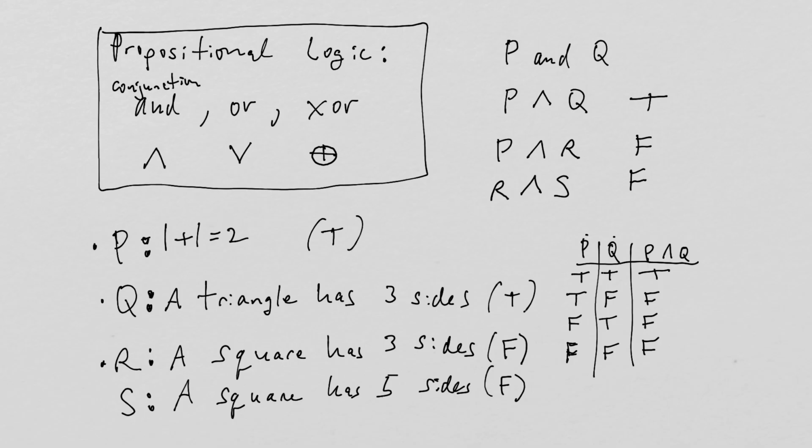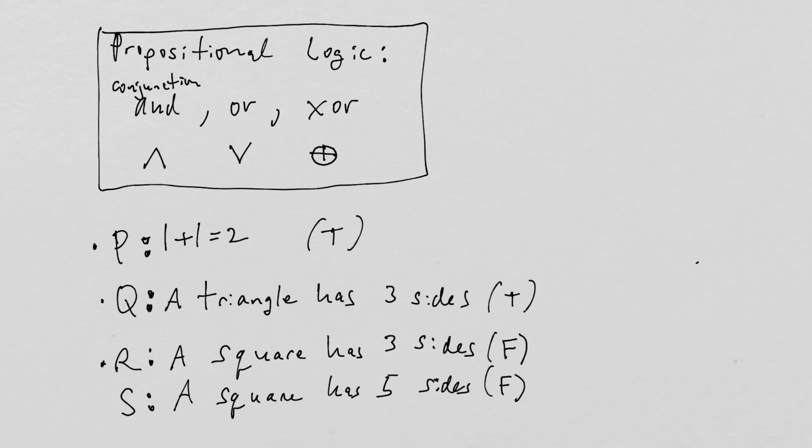Now we're going to look at what happens with OR, and I'm going to erase this stuff on the side here. So if I say something like P or R, 1 plus 1 equals 2, or a square has three sides, if either of them are true, the statement is true. If both of them are false, like R or S, a square has three sides or a square has five sides, both of those are false, so the entire, these are called disjunctions. The entire disjunction is false if both things are false.